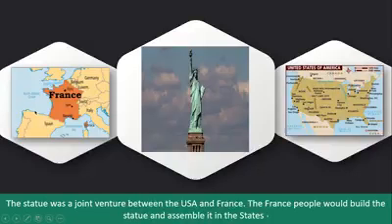Here we find two maps. It's a map of France and it's a map of United States of America. And it is the Statue of Liberty. The statue was a joint venture between the USA and France. The French people would build the statue and assemble it in the States.